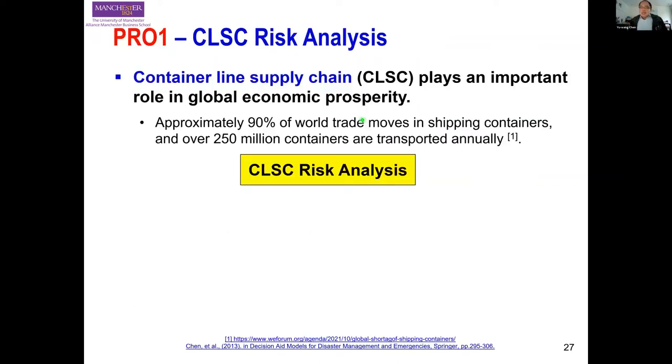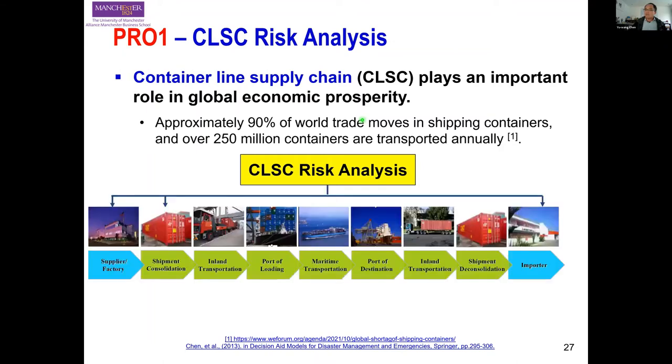So next, I'm going to provide a very brief overview of 3 projects. Two of them I completed in the past years, and the last one is an ongoing project. The first project is about containerized supply chain risk analysis. Containerized supply chain plays a very important role in global economic prosperity. Approximately 90% of world trade is achieved in shipping containers. In this project, we evaluate and prioritize different types of risks for mitigation strategies.